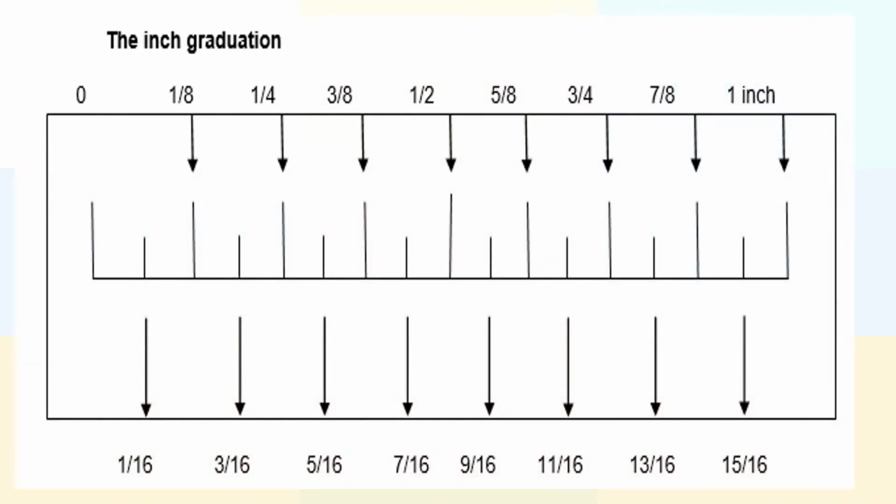For the inch graduation, how to read the inch graduation? First, the first graduation is 1/16. The second graduation is 1/8. The third graduation is 3/16. And the fourth graduation is 1/4, and so on.